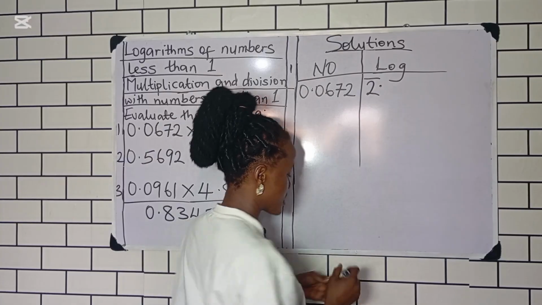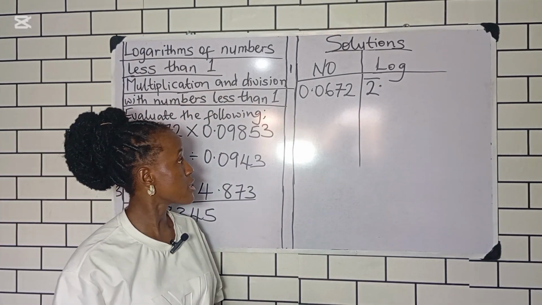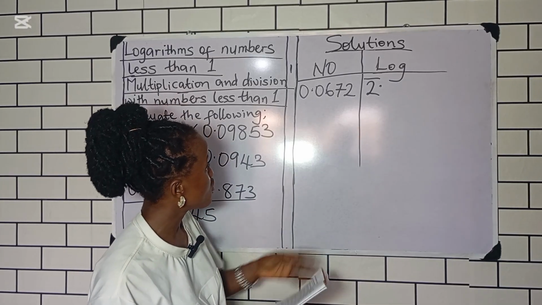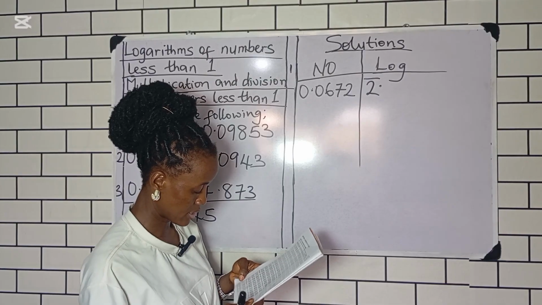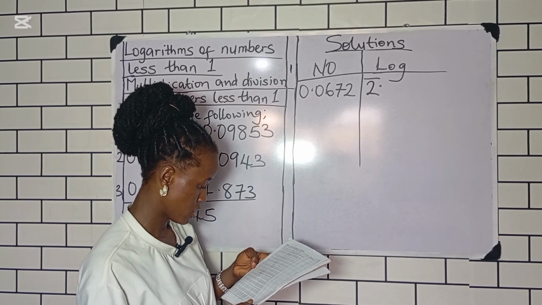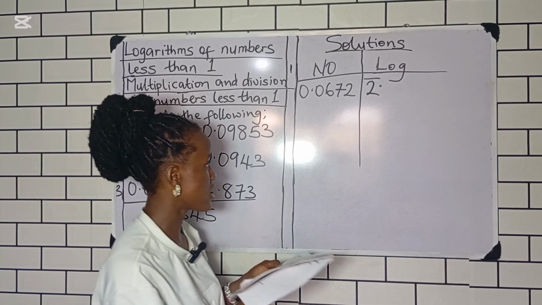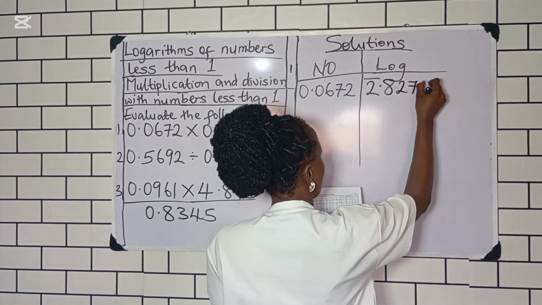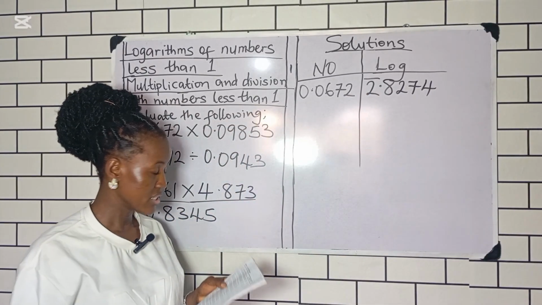Now for the mathematical side, we will also be making use of our mathematical table. You open the logarithms of numbers, look for 67 under 2. 67 under 2 is 8274. Have your 8274. There's no other number here, therefore we're not going to look for the difference.